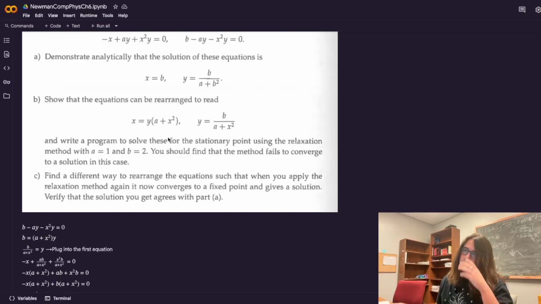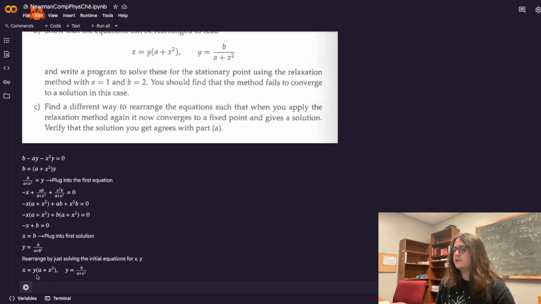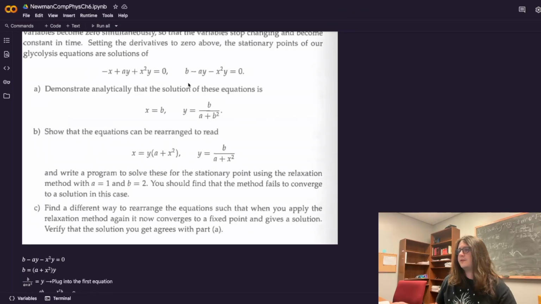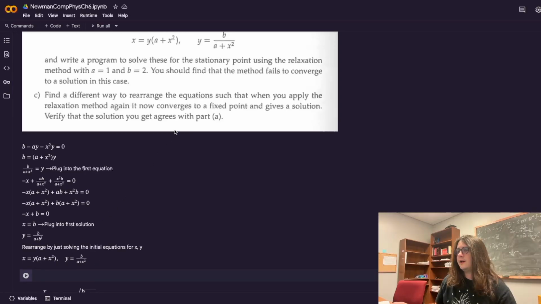The next part is to show that the equations can be rearranged to look like this. So you just go back to the initial equations for both of them, the first and the second equation, and just solve the first one for x and solve the second one for y. So solve this guy for x, solve this guy for y, and you get these guys. And we're going to write a program that is going to try and find the solution to the equation numerically, given the equations in these forms here.